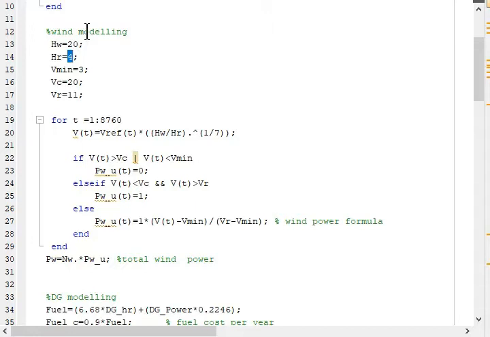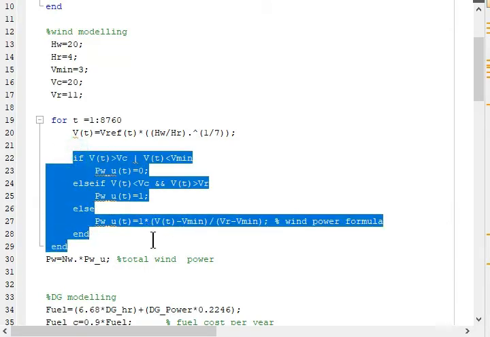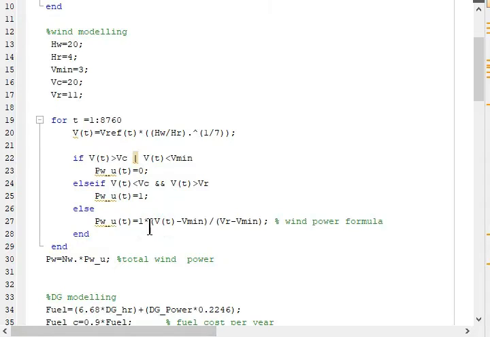So first of all, wind modeling. Your required hub height of your wind turbine may be 20 meters, and the wind velocity available is at 4 meters. So first you have to convert your velocity profile into the reference profile, and then you will apply the power equations that we have just discussed in the formula.